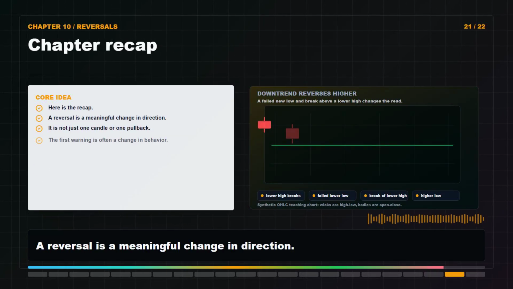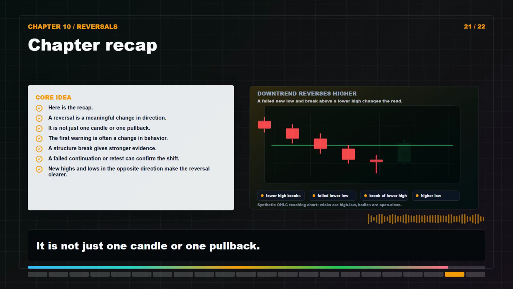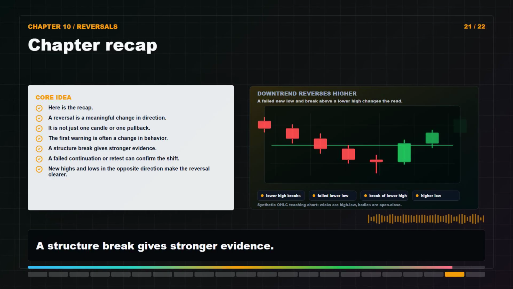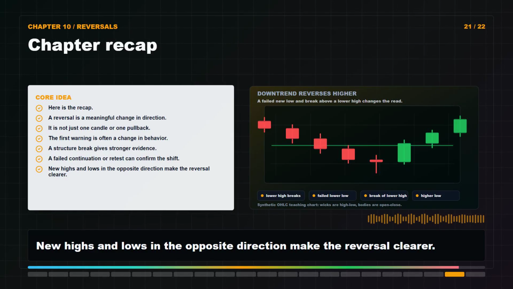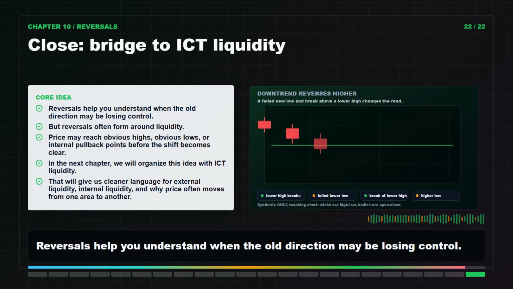Here's the recap. A reversal is a meaningful change in direction. It is not just one candle or one pullback. The first warning is often a change in behavior. A structure break gives stronger evidence. A failed continuation or retest can confirm the shift. New highs and lows in the opposite direction make the reversal clearer. Reversals help you understand when the old direction may be losing control.